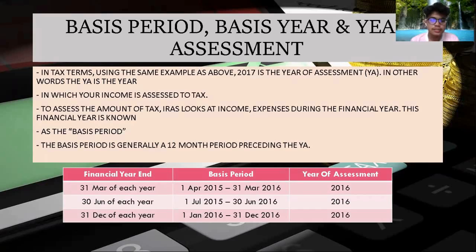Financial year end 31 March of each year: the basis period is 1 April 2015 until 31 March 2016, year of assessment 2016. The next, 30 June of each year: 1 July 2015 until 30 June 2016, the year of assessment 2016. And the last one, financial year end 31 December of each year: the basis period is 1 January 2016 until 31 December 2016. The year of assessment is 2016. Let's move to Nafiz Fahmi.